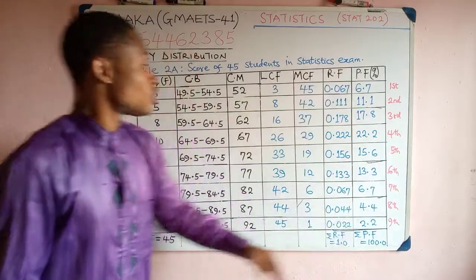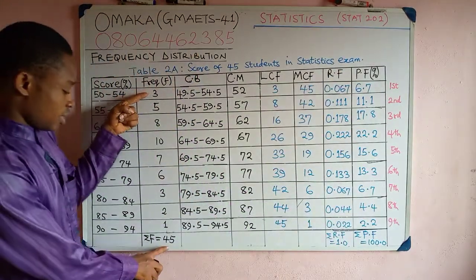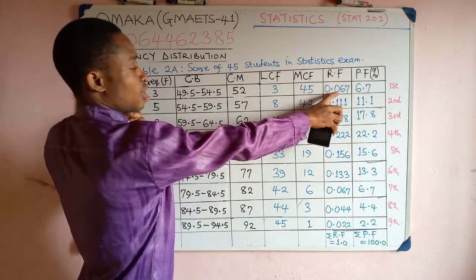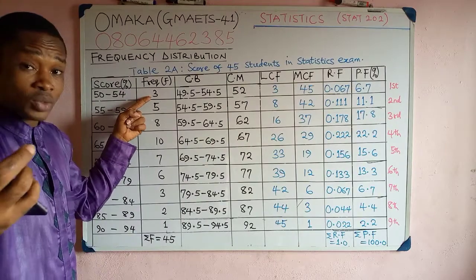Relative frequency, you've been told that it's going to be each of these frequencies divided by the total. So 3 divided by 45, you get this 0.067. You can do that with a calculator.